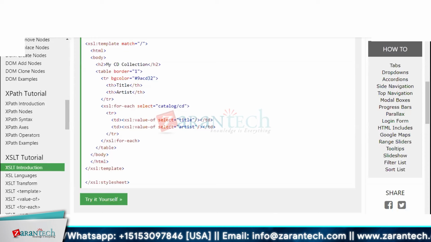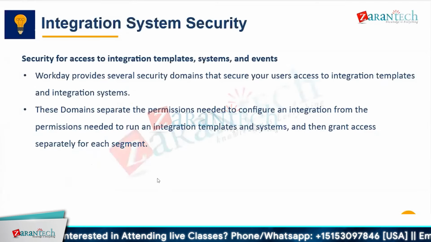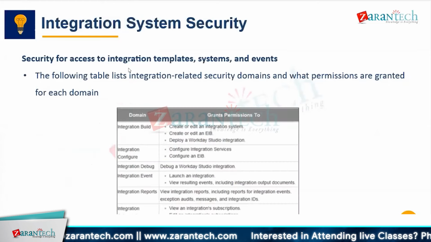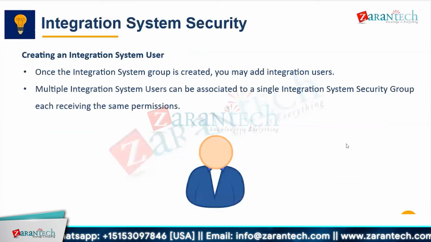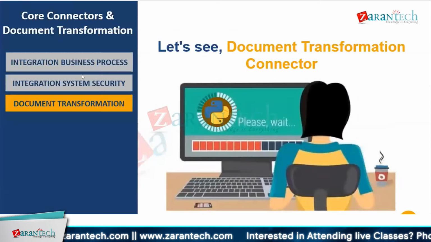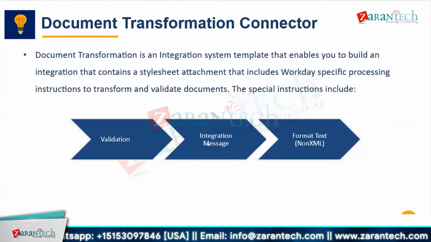Okay, so I'll just go back a couple of slides. We discussed the integration system security in the last class, where we created one integration user and assigned that user to an integration security group, with the integration user and then the integration system. The steps and all the details are mentioned here. And then we have a document transformation, where we are transforming the data from Workday to another system. So we have our transformation data, and we are transforming it from Workday XML output to the text output.